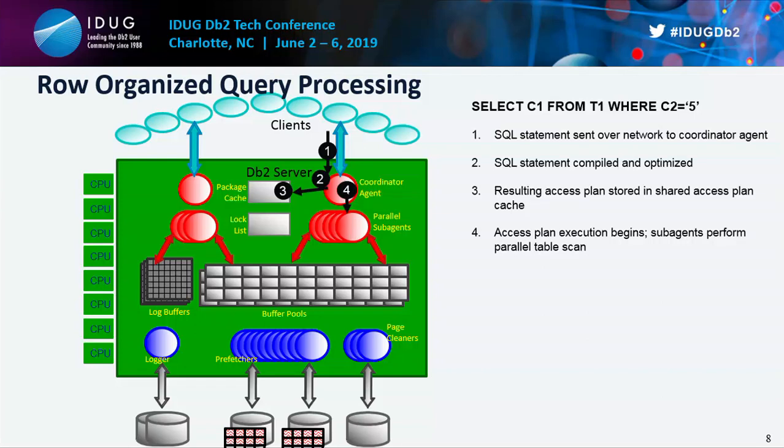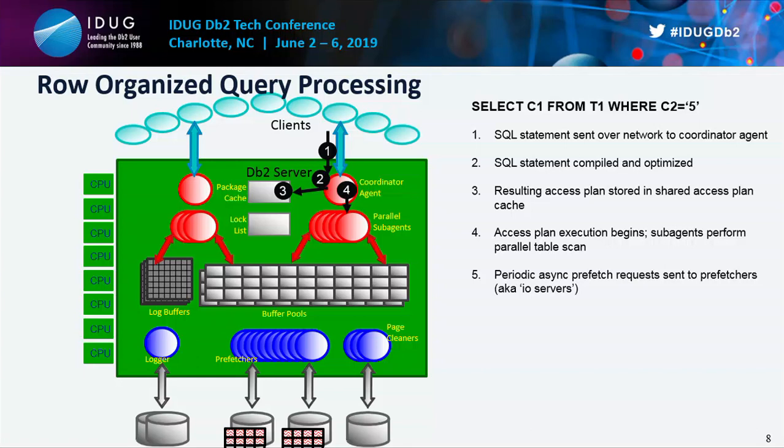At the beginning, the statement is sent over the network from the client. It is compiled and optimized. And that resulting compilation gives us what we call a statement or sections that go in the package cache. It is stored there and can actually be reused by other dynamic SQL that's running that. And then you will start to execute it. And in this case, you go back to your coordinator agent.